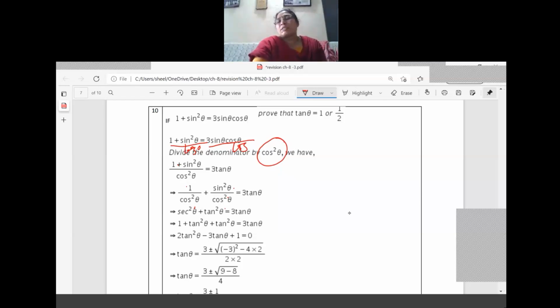Otherwise, what will happen? If just one cos theta is taken, 3 sine theta cos theta will be divided by cos theta only, so it will get cancelled, nothing will be obtained. Again, one more time, we have to go for cos theta only. That is why cos square theta is taken directly here. So 1 by cos square theta can be written as sec square theta. Sin square theta by cos square theta can be written as tan square theta. And the right hand side, 3 tan theta.